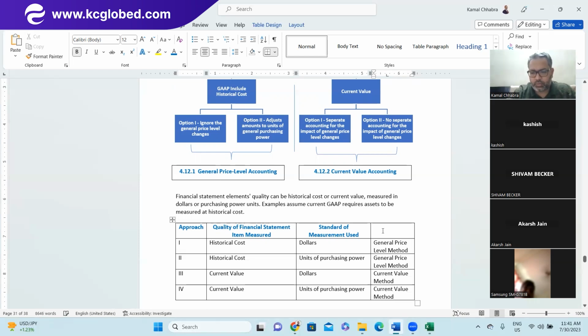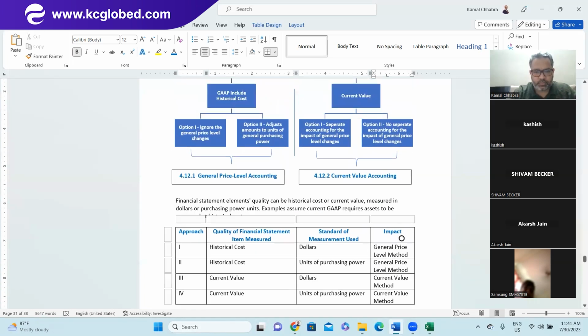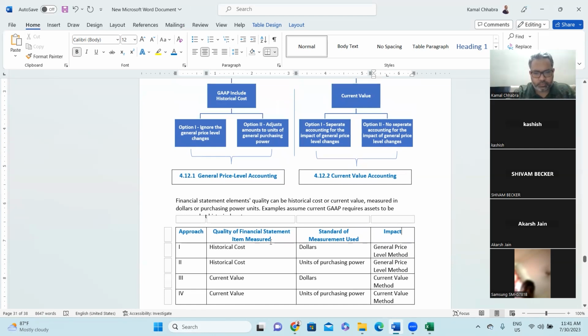सर एक चीज थी, ये जो अप्रोच वाला टेबल आपने नीचे बनाया है, मतलब केस 1, केस 2, केस 3, केस 4, इसको सर रीड कैसे करना है? मतलब अप्रोच 1 क्या है कि अगर हिस्टोरिकल कॉस्ट पे वो एसेट खड़ा है, और स्टैंडर्ड ऑफ मेजरमेंट यूज्ड डॉलर्स, तो यू आर इग्नोरिंग द चेंज, ऐसा आप कहना चाह रहे हैं पहले केस में, अप्रोच 1 में?